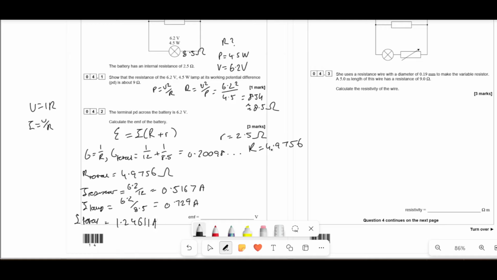So now we know the total resistance is that. We know the total current is 1.24611. So the EMF is going to equal 1.24611 times 4.9756, plus 2.5. Let's see what we get. So that gives us a nice answer of 9.315, which is roughly 9.32 volts or 9.3.